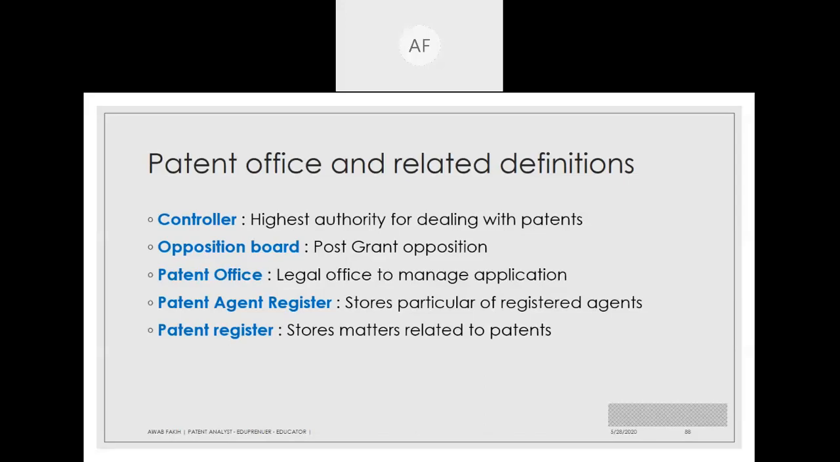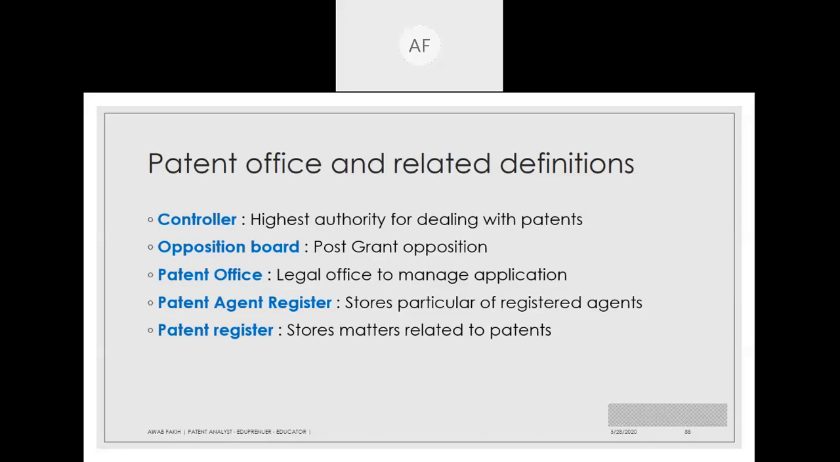These are the four offices divided according to the jurisdiction, so that people from the north can file in Delhi, people from the east can file in Kolkata, people from the west can file in Mumbai, and people from the south can file in Chennai. So this is a complete structure of the patent office.